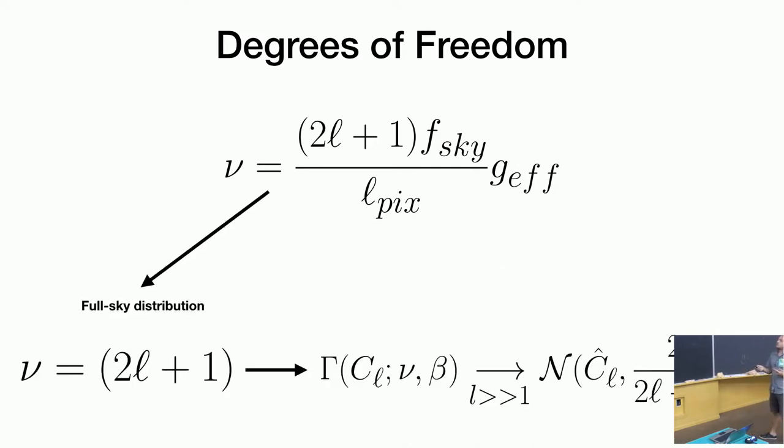In fact, if we consider a full sky distribution where the pixelization is as high as possible, we see that the number of degrees of freedom is just 2L plus 1. So at large multipoles, the gamma distribution for the statistic of the C_L becomes a normal distribution centered at the average of the C_L with the variance of the C_L, exactly what we know about the C_L. This just remarks that using a Gaussian likelihood is not a mistake, but there could be some imprecision when we deal with low multipoles.